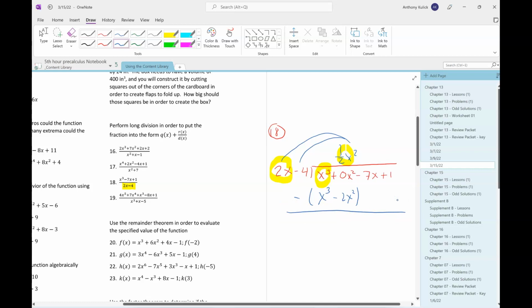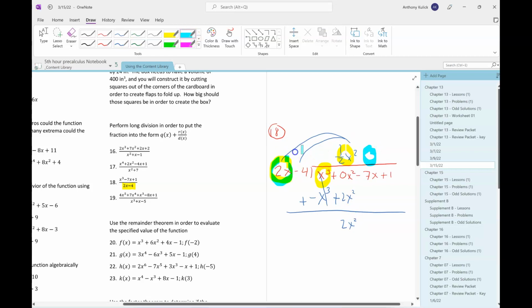But Mr. Kulik recommended to you guys that instead of thinking about these as subtraction problems, you distribute the negative through and do it as an addition problem. So the x cubed becomes negative and the 2x squared becomes positive. So x cubed plus a negative x cubed is 0. 0x squared plus 2x squared is 2x squared. And we'll go to the next spot.